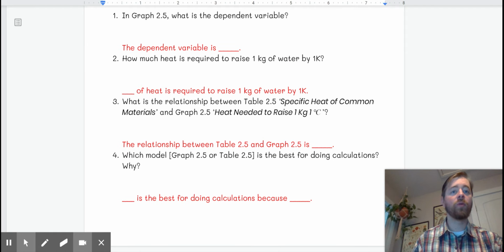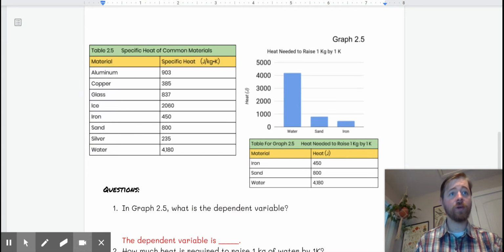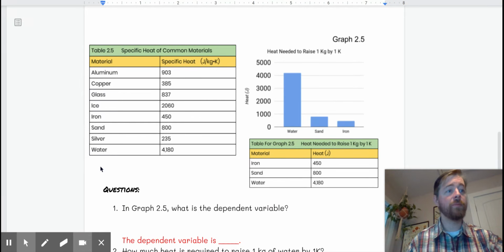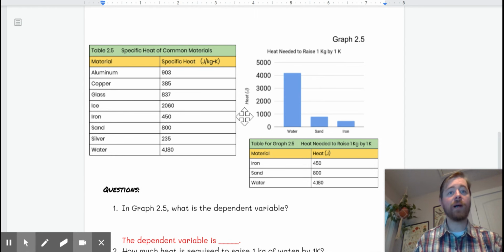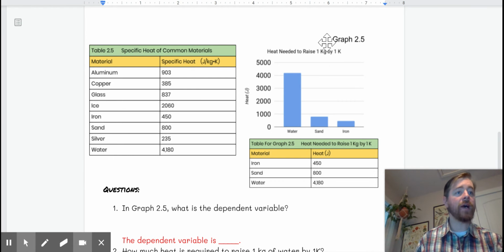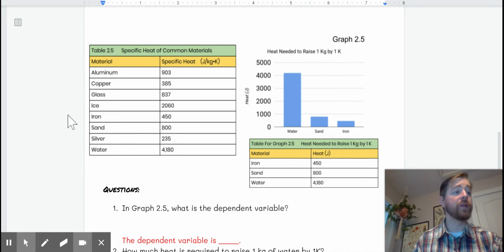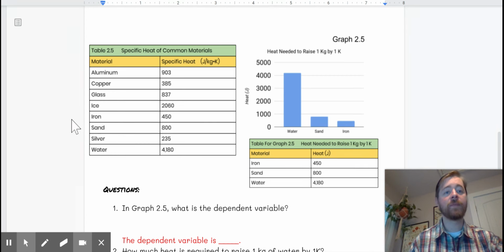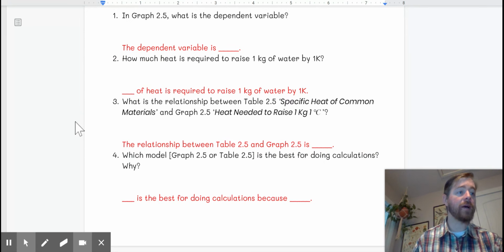And question 4, which model, okay, the graph 2.5 or the table 2.5 is best for doing calculations? Why? So if I were asking you how many more joules of heat does it take to heat sand 1 degree or iron to heat 1 degree, which one would be better to use for doing that calculation? Would you use the graph that has sand and iron, or would you use the table that has sand and iron? Which one would be better for doing calculations, to do some math to figure out specific heat, differences in specific heat, etc.? Okay. And then why would you choose the graph or the table?